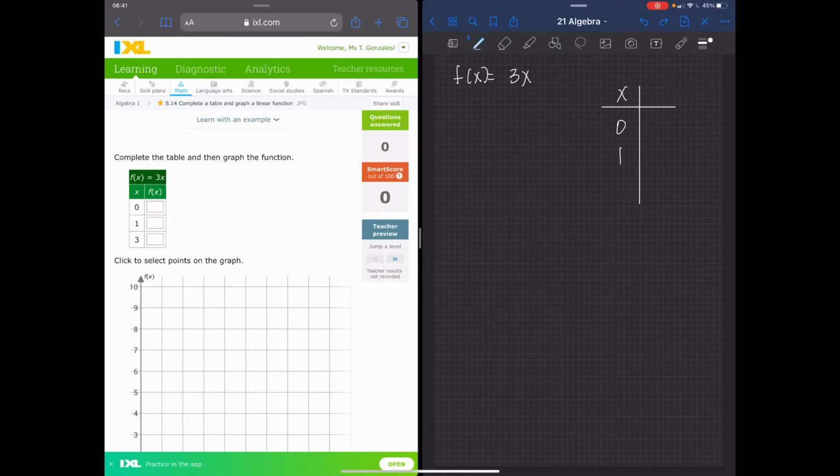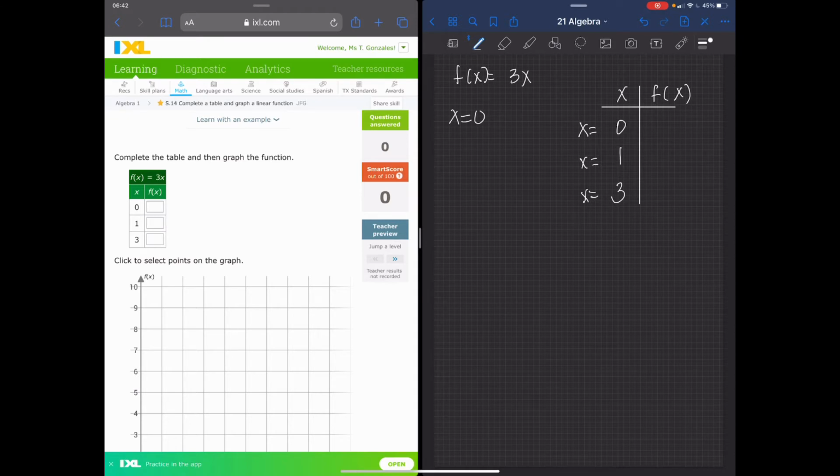And we have x: 1, 0, 1, 3. And then what you're saying is that x equals 0, x equals 1, and then you're also saying that x equals 3. So we're trying to find our output, which is the f of x. So we're just going to do some scratch work.